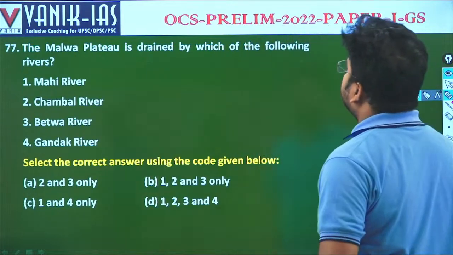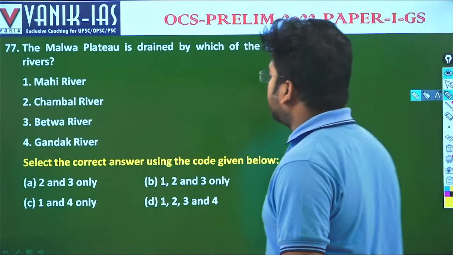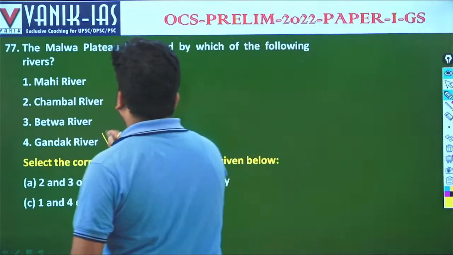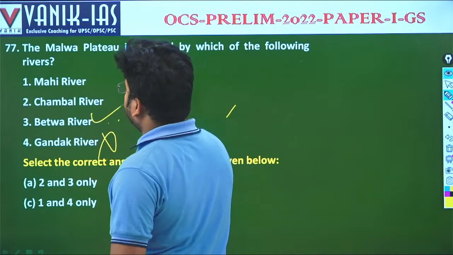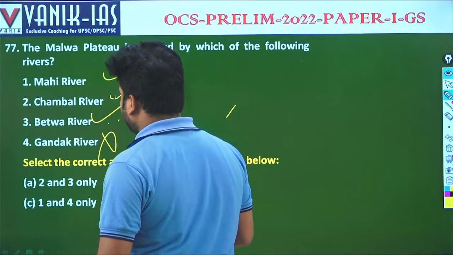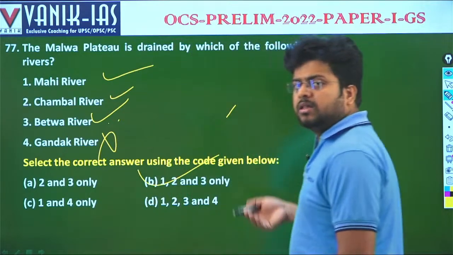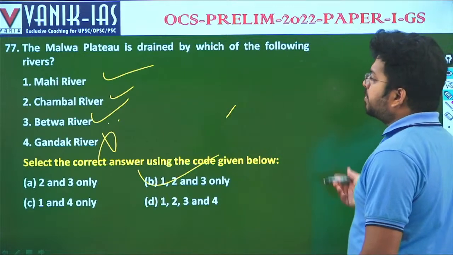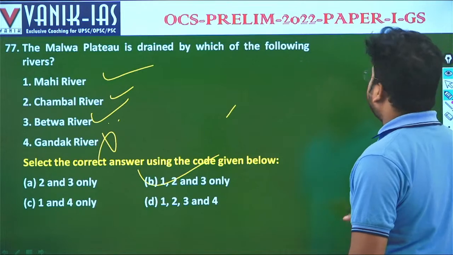The Malwa Plateau is drained by which of the following rivers? Mahi River, Chambal River, Betwa River, Gandak River. No, Gandak is not there. Gandak is above, in Bihar. So the Malwa Plateau is on the left side. So Betwa, Chambal, Mahi are there, right? 1, 2, 3. But Gandak, Kosi, Ghagra are in the northern side. So 1, 2, 3 are right.